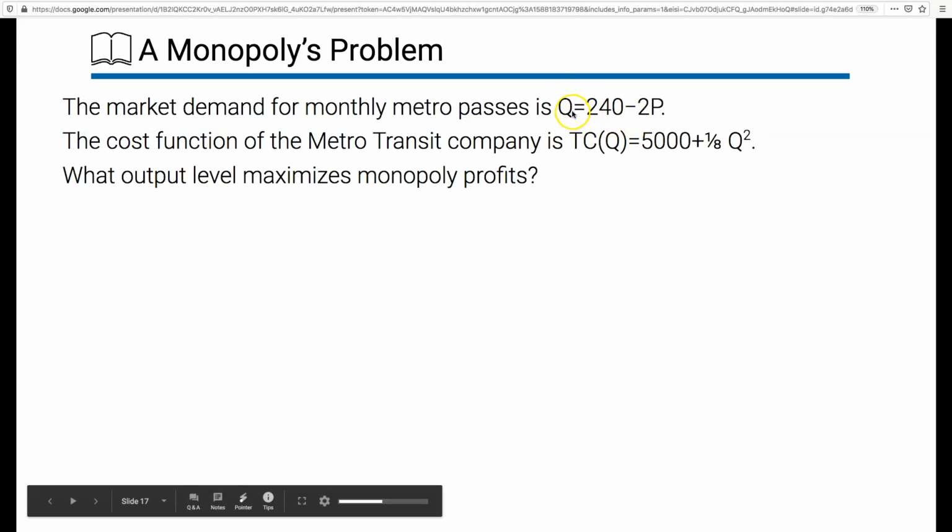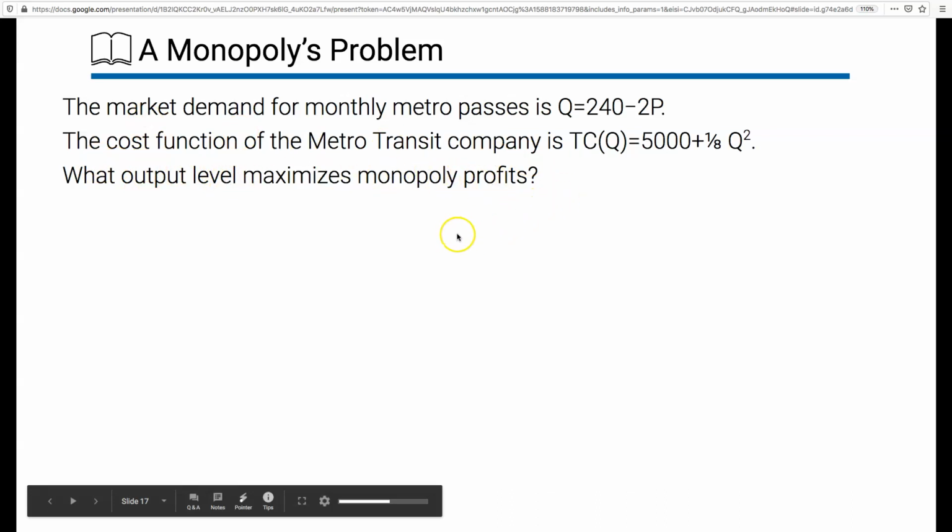The number of passes that it can sell is 240 minus 2 times the price. The cost function is going to be 5,000 for the fixed cost plus 1/8 quantity squared, output squared. Now, the question that we want to ask first is what output level maximizes monopoly profits?